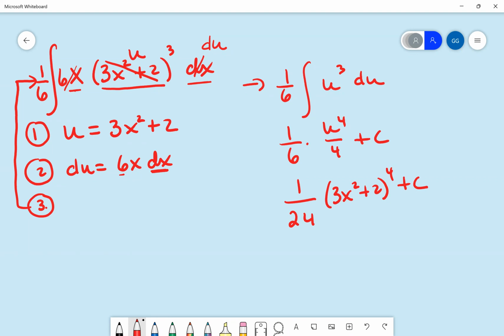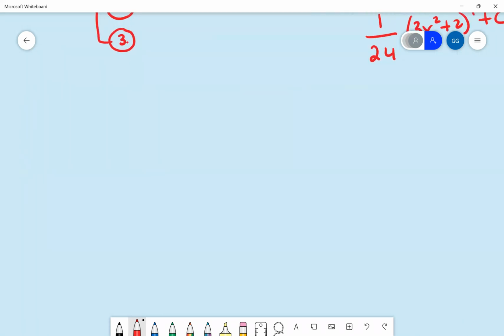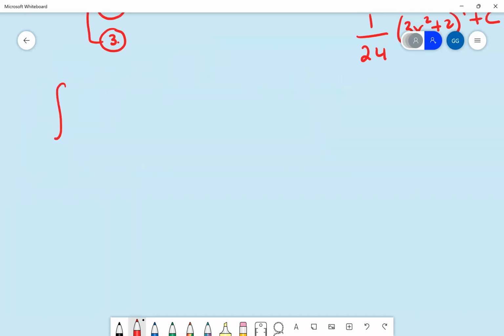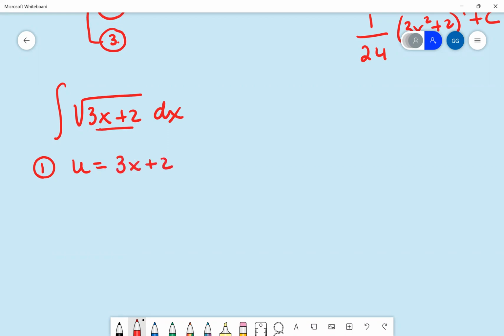Another one. The indefinite integral of the square root of 3x plus 2 dx. First step, choose my u. I'm going to choose the u to be the inside stuff. Second step, take the derivative of that with respect to x, which is 3 dx.